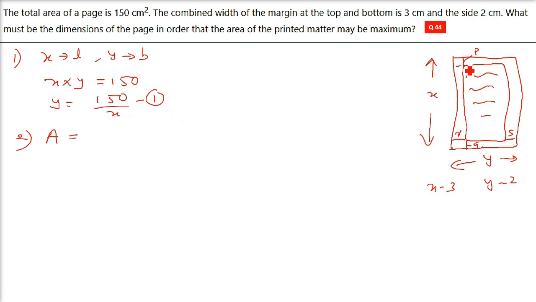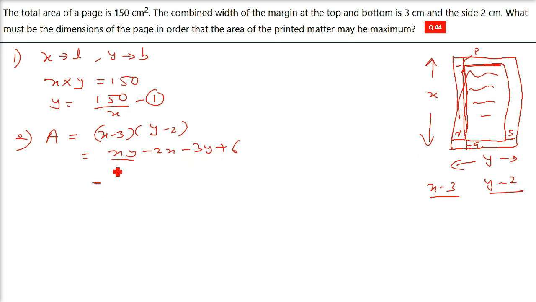What about the area of that space where printed content is going to be printed? Means the area which is actually of any use. The other part will be blank, which we call margin. So the area is length into breadth. Now the area becomes X minus 3 into Y minus 2. Multiply them. When you multiply them, you see X into Y is what? From the equation written above, X into Y is 150. So in place of X into Y, just write 150, minus 2X, minus 3 into this 150 by X, and this is plus 6. This is your area.